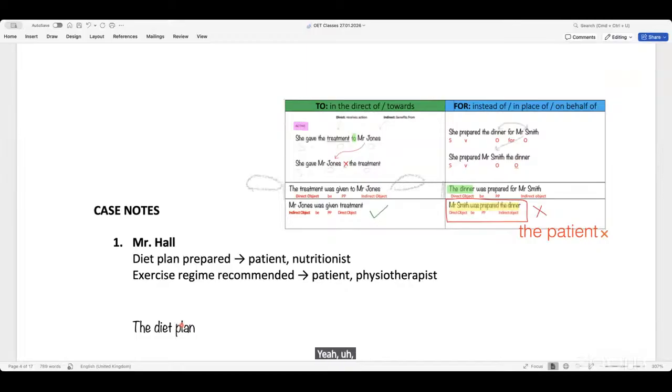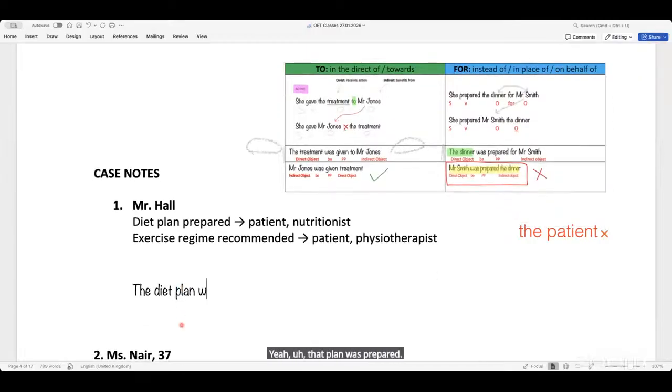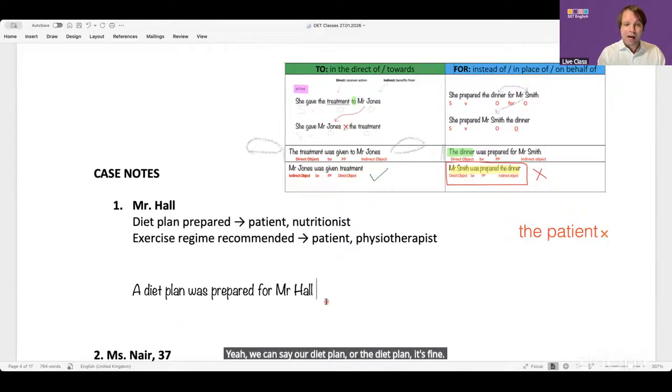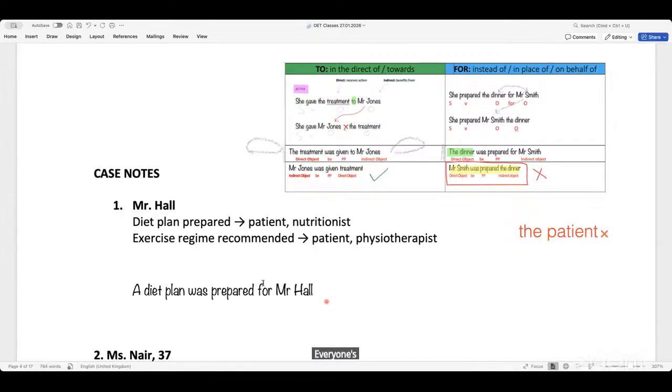Yeah, the diet plan was prepared for Mr. Hall. The diet plan was prepared for Mr. Hall. Yeah, you can say a diet plan or the diet plan. It's fine. Is it correct, everyone? Yes. And this is the direct object.